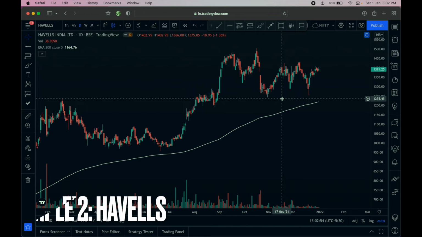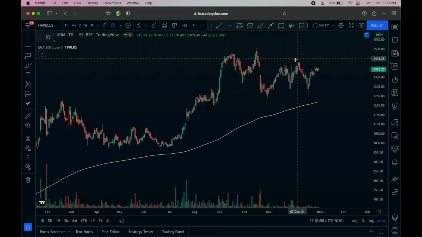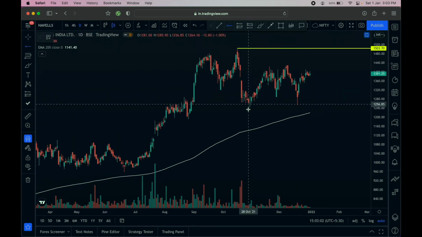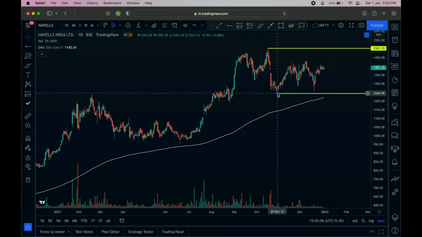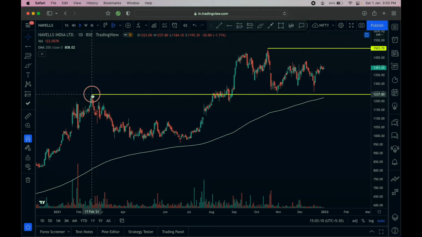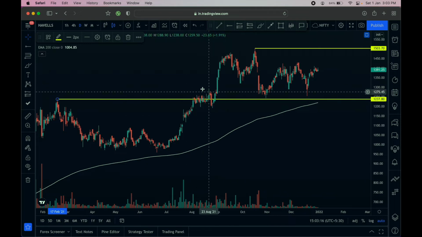Next, we are going to be discussing HAVELLS. So again, let's mark the obvious swing highs and swing lows. Swing high over here and swing low over here. This is a very good area. Like if you go to the back, you can see the price has started consolidating over here. Means there was some pressure. You can call this a resistance.